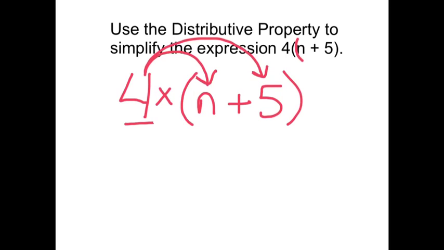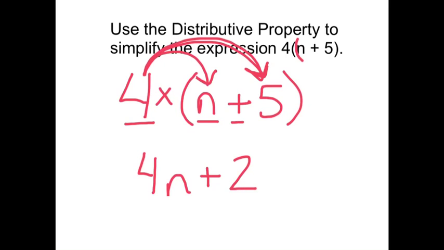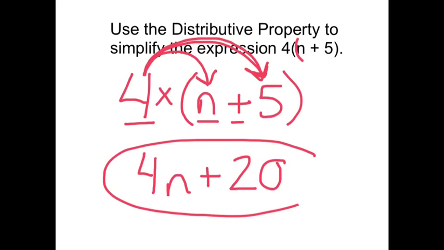So we have 4n plus, because that's the plus right there, 4 times 5 is 20. And this is as far as we can go because we don't know how much n is. So 4 times the quantity n plus 5 is the same, it is equivalent to 4n plus 20.